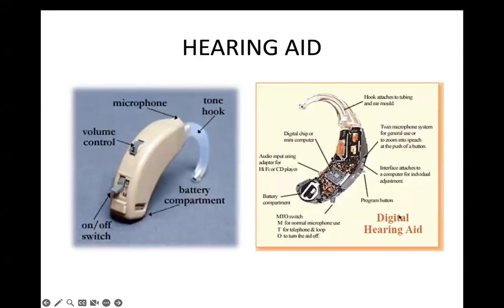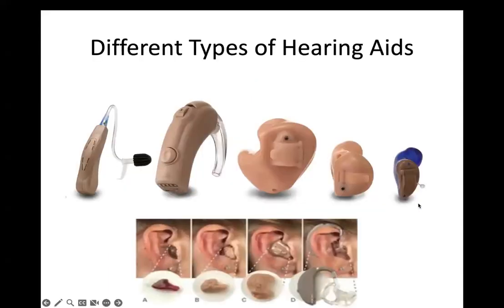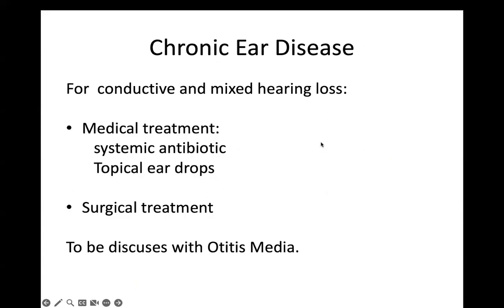These are examples of hearing aids. You've got a digital one, you've got one with battery. Just for you to know again, these are also other types of hearing aids. Generally, the treatment for conductive and mixed hearing loss for chronic ear diseases would be systemic antibiotics and topical ear drops. You can also have surgical treatment. And of course, each cause has its own way of managing it, but I guess this is the general treatment. Either way, I don't think he's going to ask you about this. Usually management questions are not asked in second year, at least for clinical lectures usually. But yeah, I don't think he'll ask you about this.